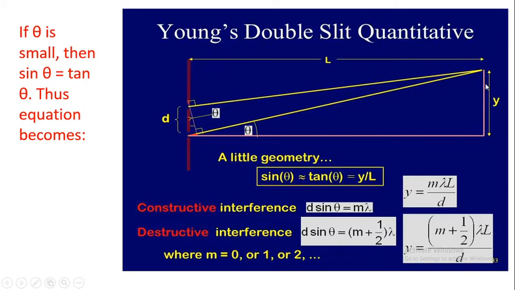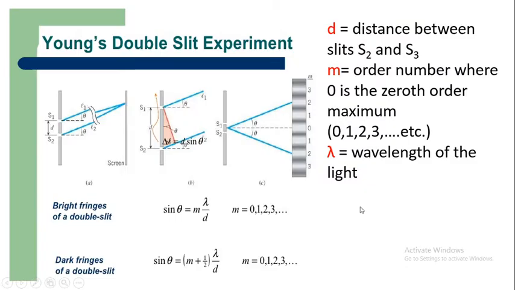That is opposite over adjacent, SOH CAH TOA: L is your adjacent, and y is the distance of the fringe from the center. So to get the angle of the light coming out of the slits, simply use tangent theta equals y over L. We know that for constructive interference, d sine theta equals m lambda for the path difference.